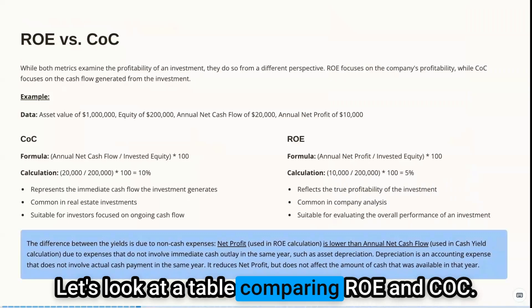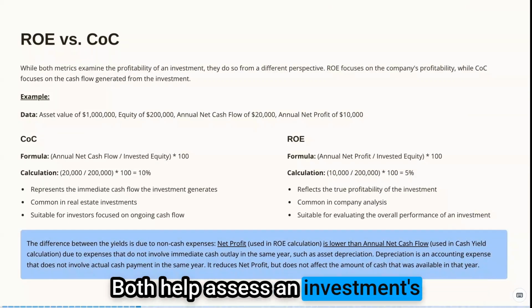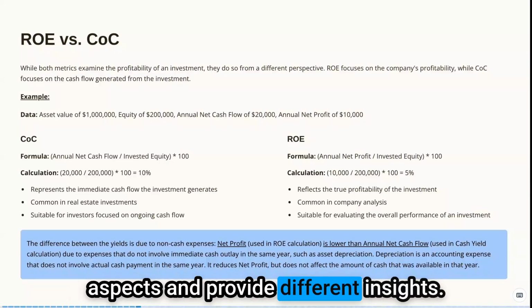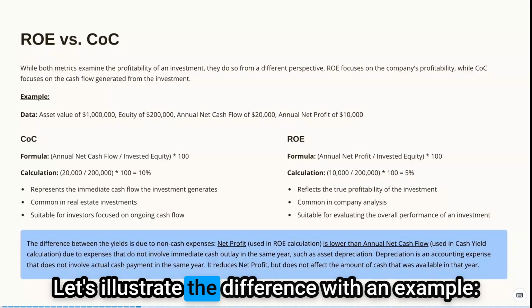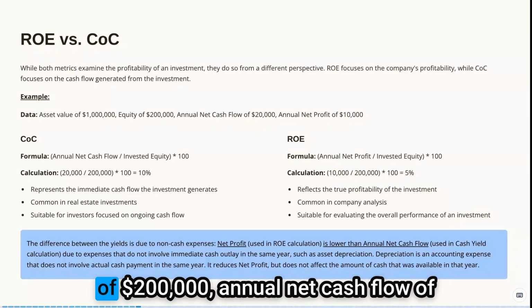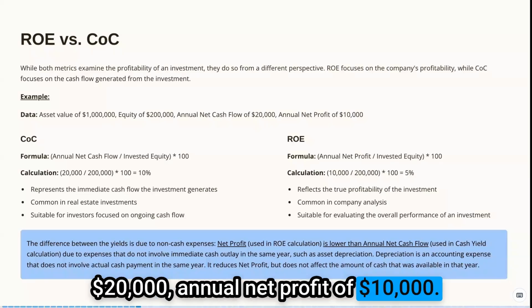Let's look at a table comparing ROE and COC. Both help assess an investment's performance, but they focus on different aspects and provide different insights. Let's illustrate the difference with an example. Data: asset value of $1 million, equity of $200,000, annual net cash flow of $20,000, annual net profit of $10,000.